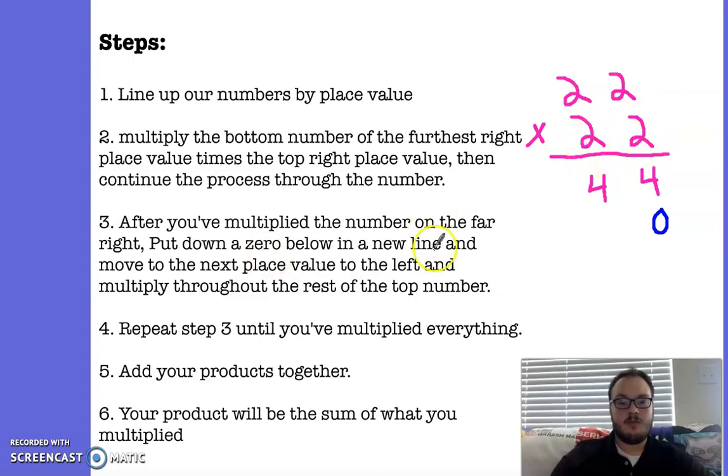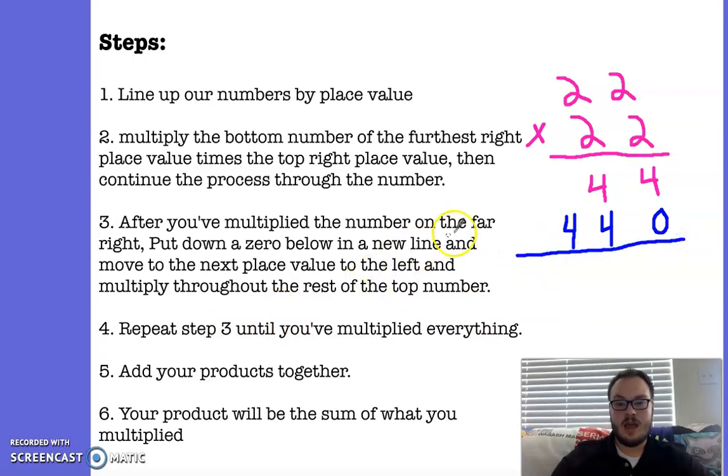Now after we've done that, we're going to take this place value, so we have our 2 right here, and we're going to multiply that. Starting on the top right again, 2 times 2, which is 4, and then 2 times this 2, to get another 4. Now I've finished multiplying everything through this number, so I don't need to do step 4 because I've multiplied everything.